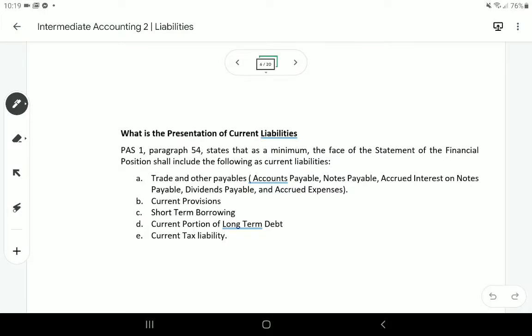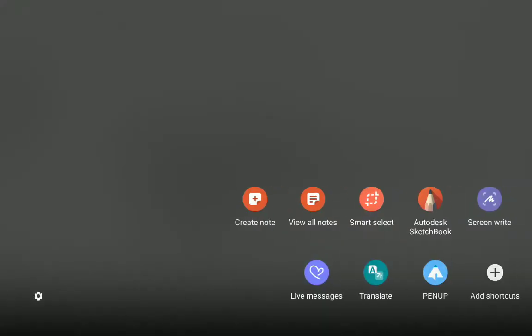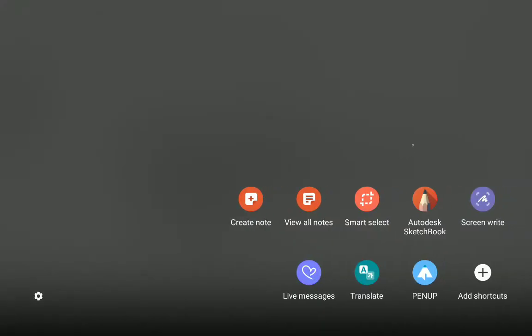Okay, so to continue with part 2 of the liabilities discussion, we will now discuss the presentation of current liabilities. Under PAS 1, or the Philippine Accounting Standards 1, paragraph 54, as a minimum, the face of the statement of financial position shall include the following liabilities. Okay?